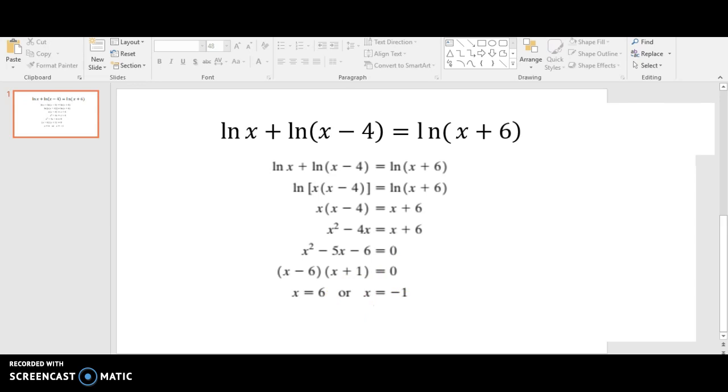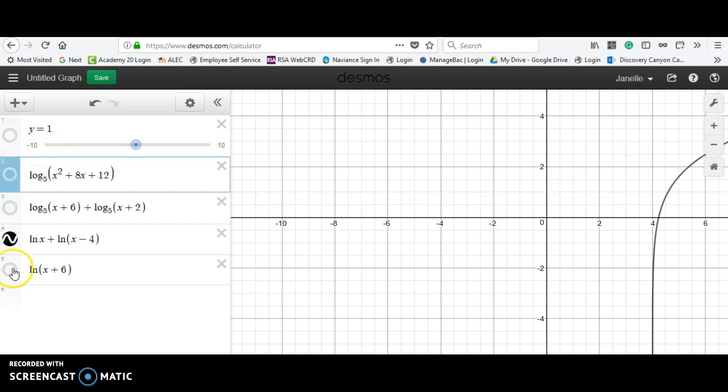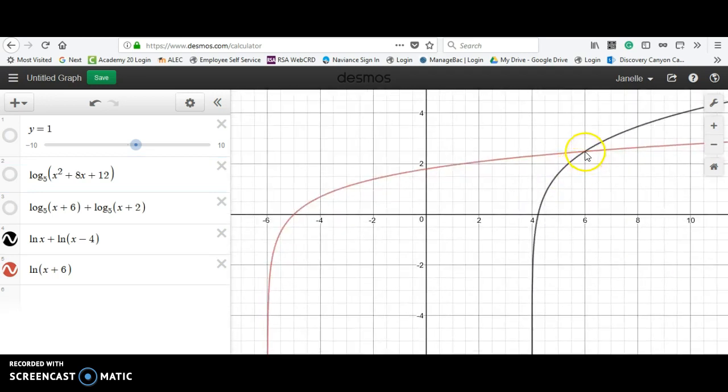If we were to graph both of these original functions, on the left here and on the right, and see their point of intersection, we're going to see that they only actually have one point of intersection, which corresponds with this x being equal to 6. So let me go over here and let's graph these real quick. I'll turn off these two, and we'll graph here and here. And if I scroll over, you can see I do have only one point of intersection, and it is at 6. So therefore, when you're looking at the domain for a logarithmic function, you need to look at the most restrictive from your original equation.